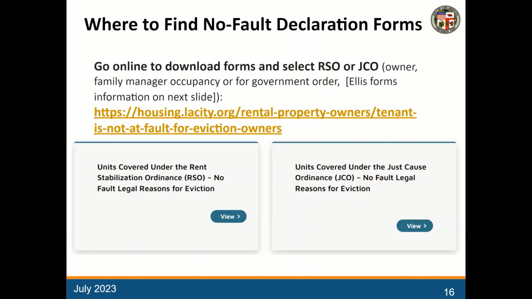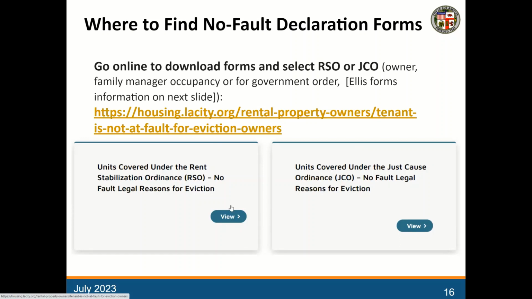So how does an owner start this process? Well, it requires a declaration of intent to evict, and we have those forms available online that landlords can download. On your screen, you will see a website. If you click on that, or if you click on the image once you receive the slides via email, you will be able to see the two options on your screen, one for RSO and one for just cause.